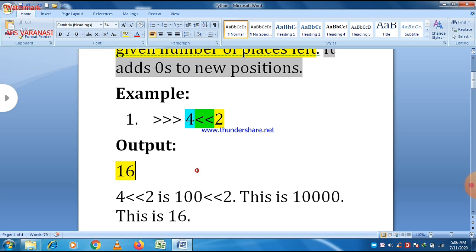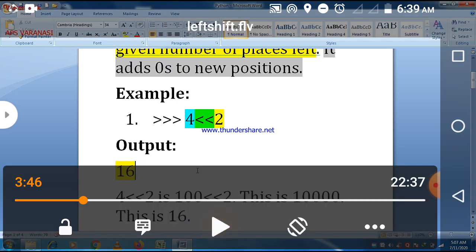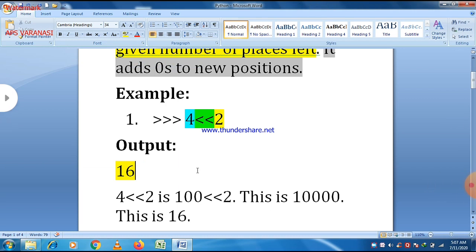Now one question is how 4 left shift 2 results in 16. First of all, 4 should be converted into a binary number. Then according to that binary number, 2 bits should be shifted to the left hand side, and whatever result we get in binary form should be converted into an integer number, and that integer number is reflected as your answer. So after executing this program for bitwise left shift 2, the answer will be 16.